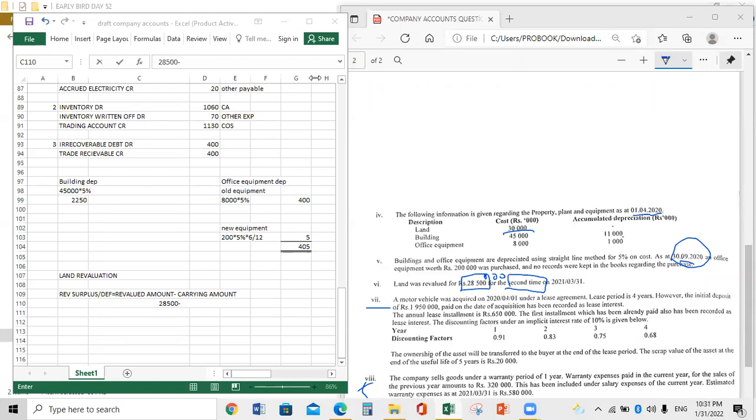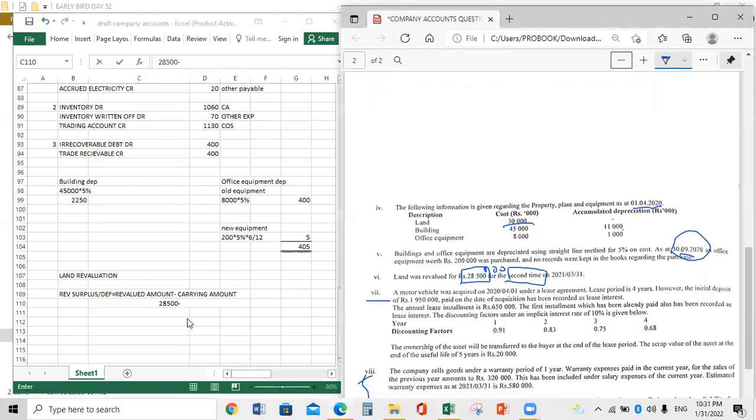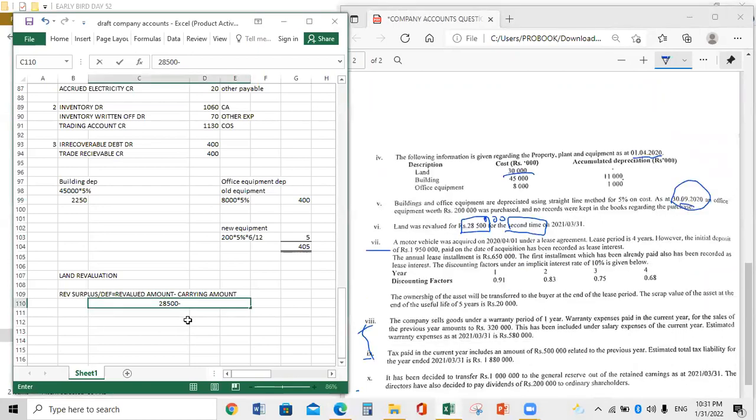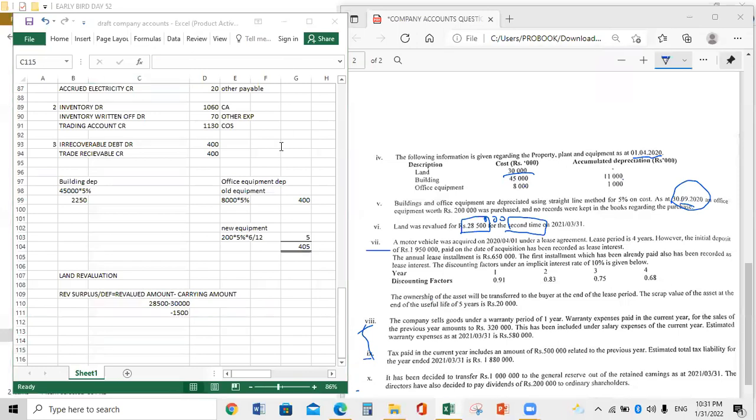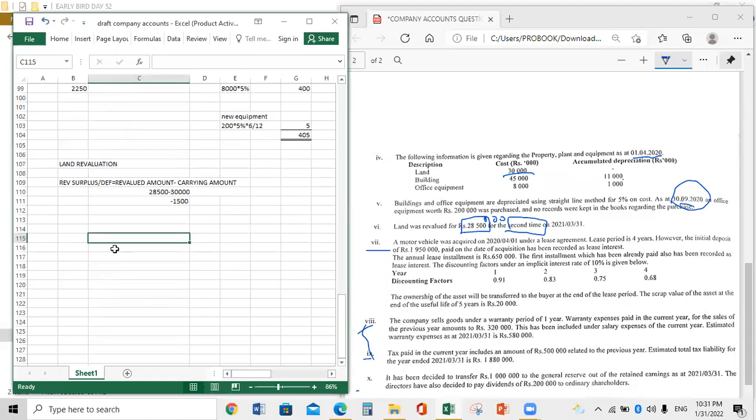If it is land, always remember, land is a non-depreciable asset. So cost and carrying amount will be the same, so you can directly take the cost value. So guys, you get the answer: deficit. What's the deficit? 1,500,000. Yeah, 1,500,000 deficit. Guys, to make the revaluation easy, what you do is put it like this.